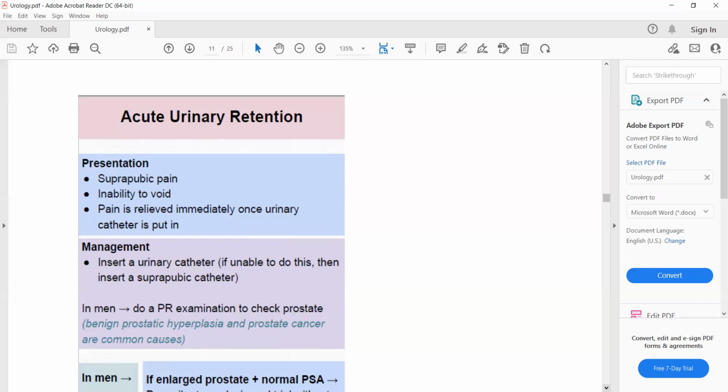And in men in acute urinary retention, we will do a rectal examination to see the prostate size. In case of benign prostate hyperplasia, the prostate gland will be enlarged, smooth, and firm. And if the prostate is irregular or nodular or rough on PR, then the cause of acute urinary retention will be prostate cancer.